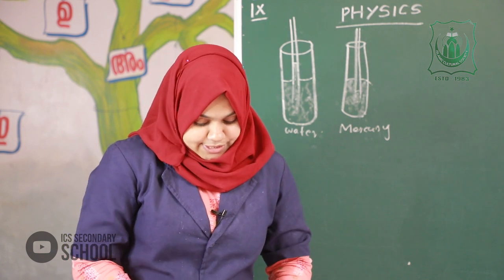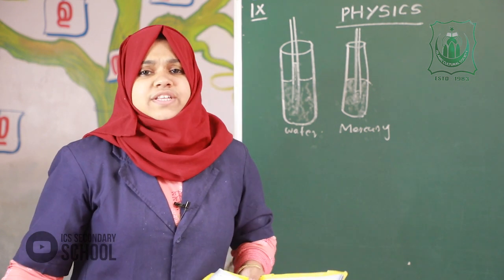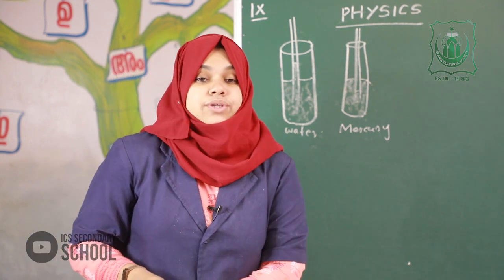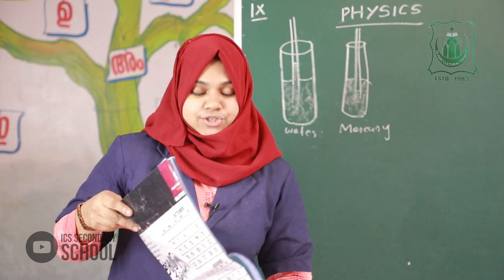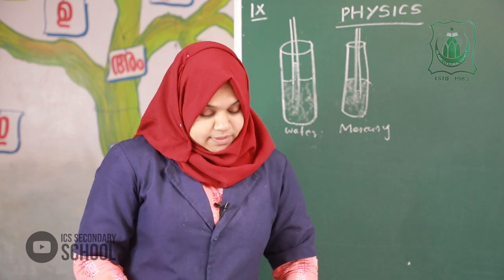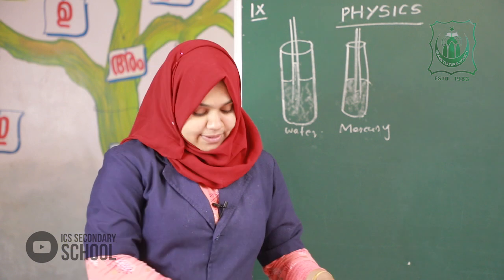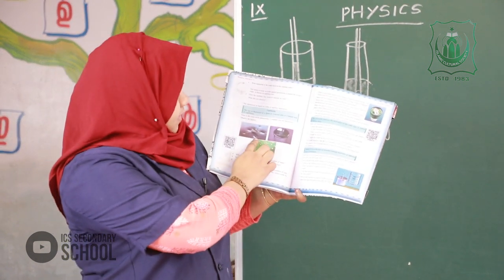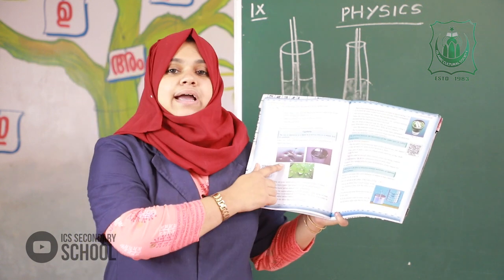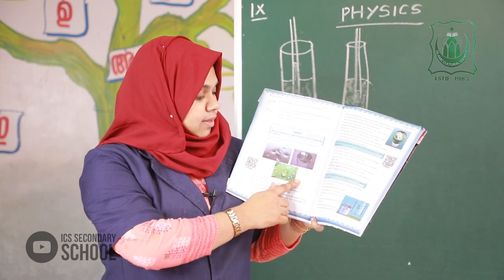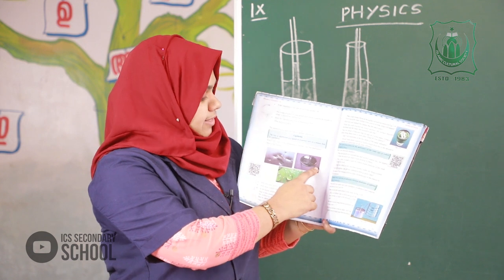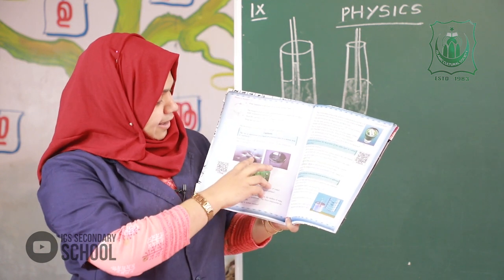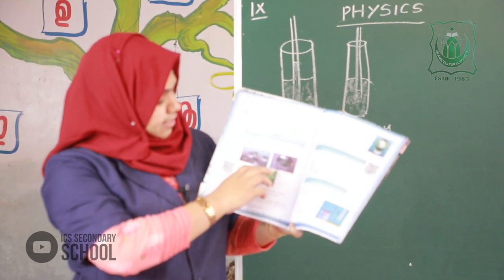Okay. Next, what are the causes of this capillarity? Let's see. In your textbook page 20 there are some pictures. The first one has an insect able to move along the surface of water, and a razor blade floating on the surface of water. What are the reasons for that?